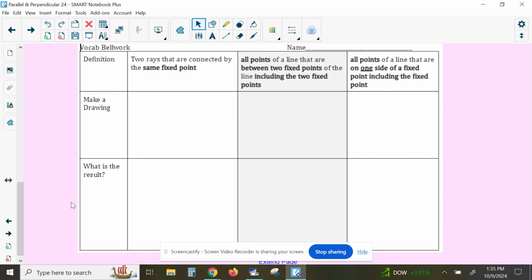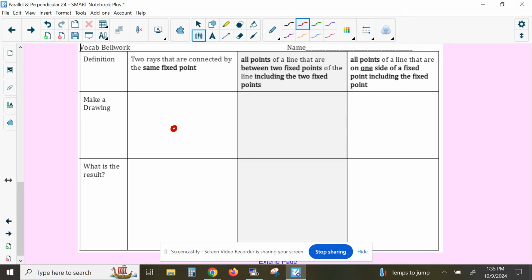Okay, so the first one says we want two rays that are connected by the same fixed point. What does it mean if it's a fixed point? It's stuck there and it's not moving. It's fixed into a spot. So you need to start with some fixed point. Everyone should have started with a point. It didn't matter where you put it. Here's my point. And then you had to have two rays that are connected by that point.